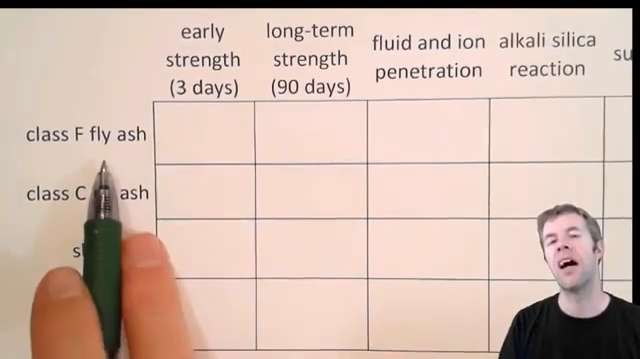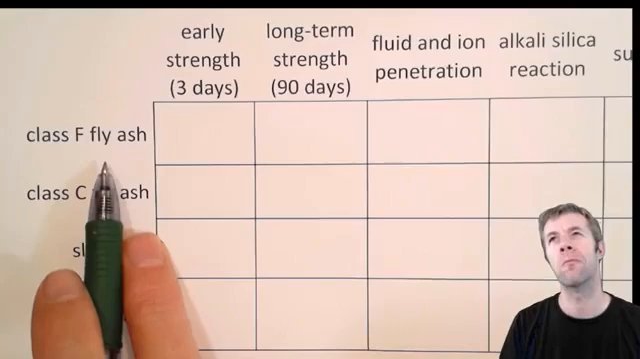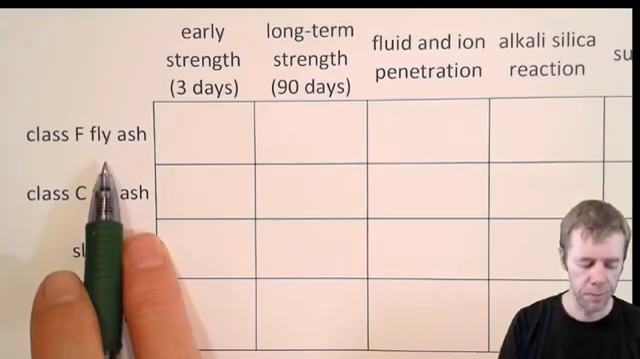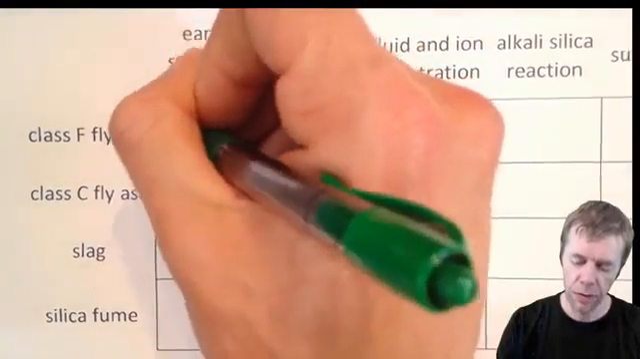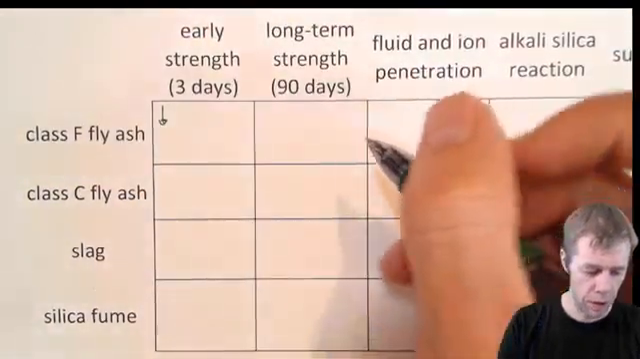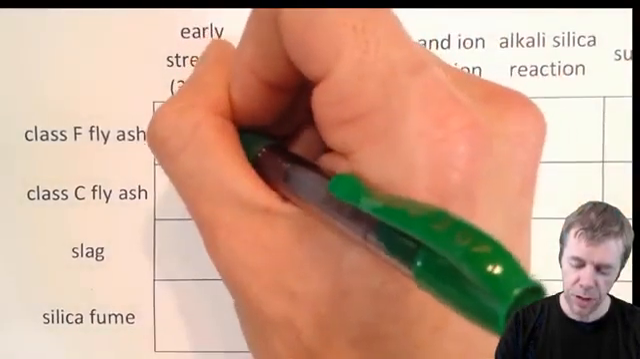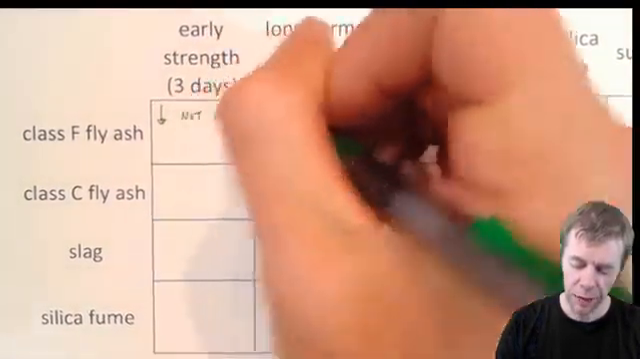For Class F fly ash, what do we think? It's pozzolan. That means it's not going to react early. So this number is going to go down. Okay? And why is that? Because it's not as reactive.